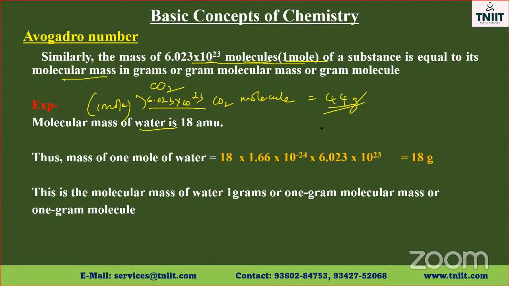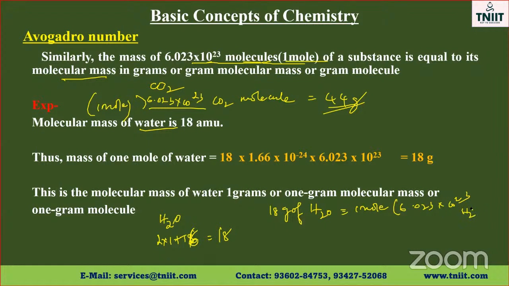Here they've taken water as an example, H2O. Water is a molecule. So the molecular mass of water is 2 into 1 plus 16. The atomic mass of hydrogen is 1, and 1 into 2 is 2. Oxygen is 16. So the molecular mass is 18. So 18 grams of water is nothing but 1 mole. This 18 grams of water, 1 mole, contains 6.023 into 10 power 23 water molecules.